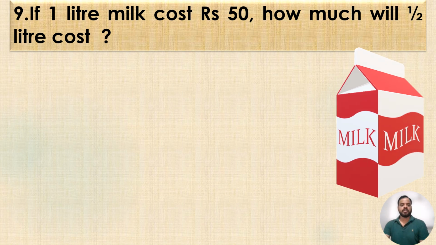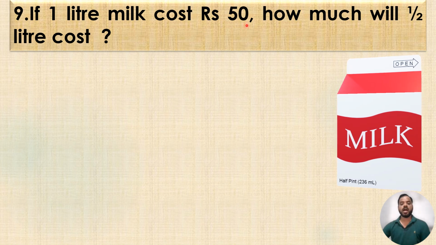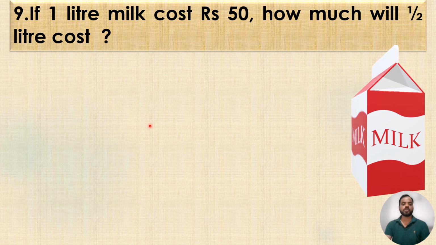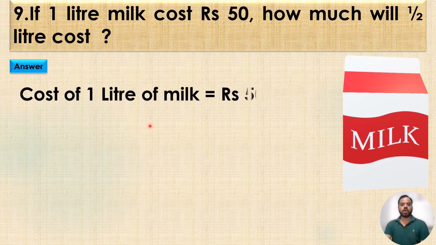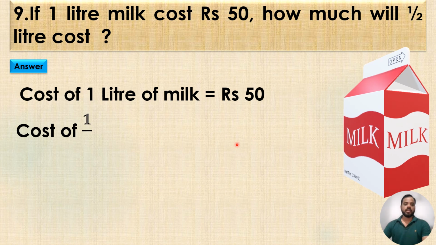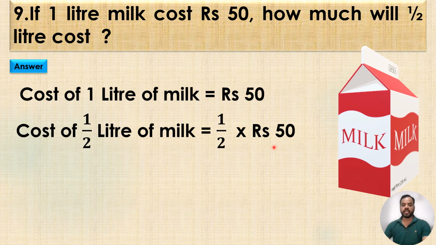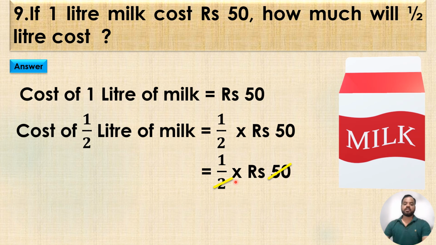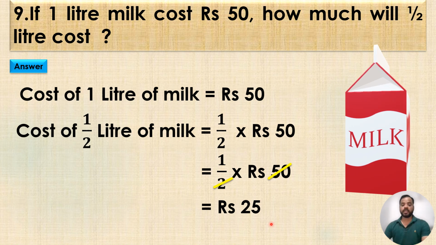Now next question. If 1 liter of milk costs rupees 50, how much will half liter cost? Okay, so let us see how to solve it. So the cost of 1 liter of milk is how much? Rupees 50. Now the cost of half liter of milk is equal to half of rupees 50, which is equal to half into 50. We cut 50 by 2. So 2 1s are 2, 2 25s are 50. So we get the answer as rupees 25.